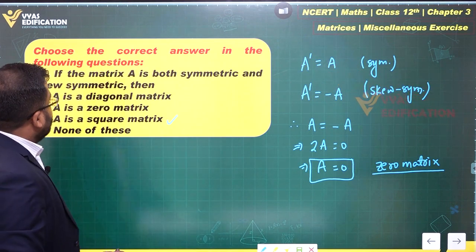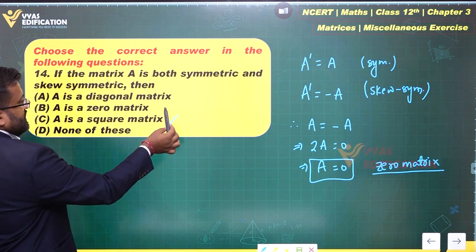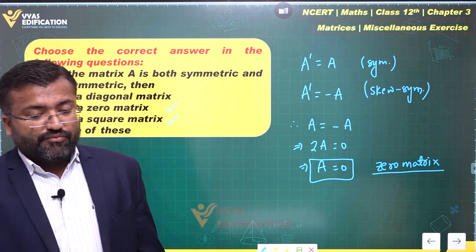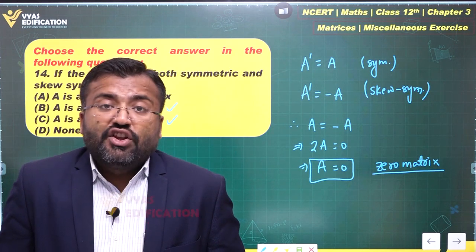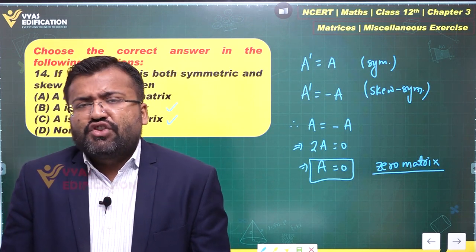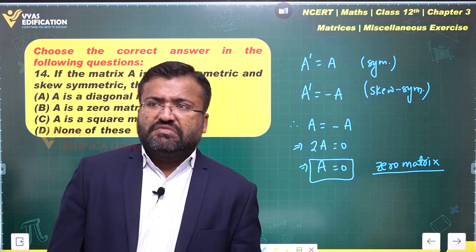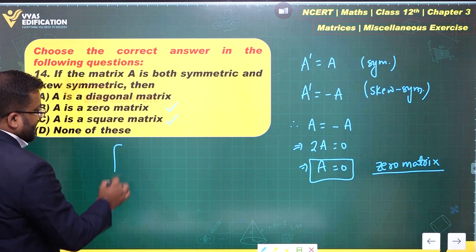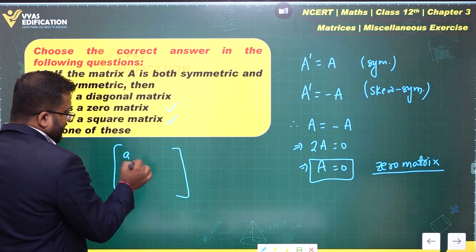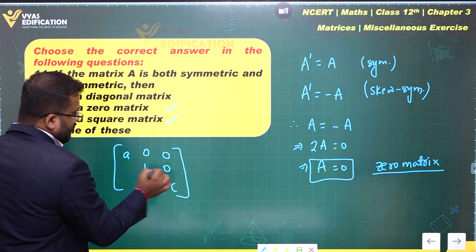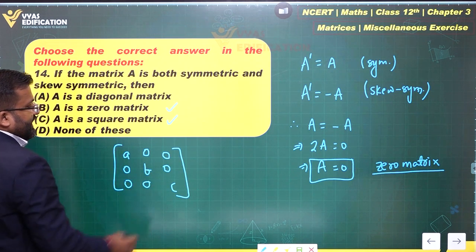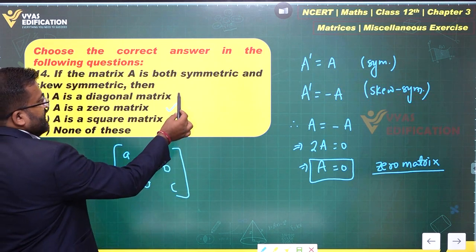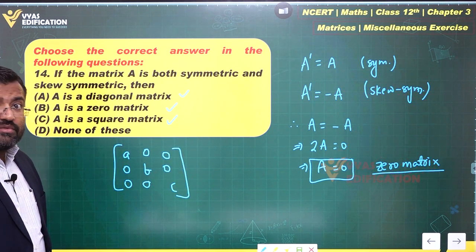So the correct option over here is the 0 matrix. In the case of a diagonal matrix also, the non-diagonal elements are 0. What happens to the diagonal elements? Can they be 0? They may or may not be 0. So a matrix which looks like A, B, C on the diagonal and 0 elsewhere is a diagonal matrix. The elements A, B and C can also be 0. So a 0 matrix can also be said to be a diagonal matrix.